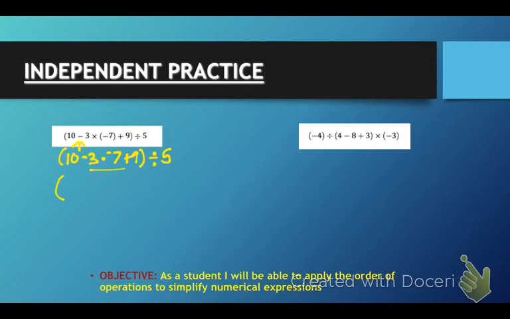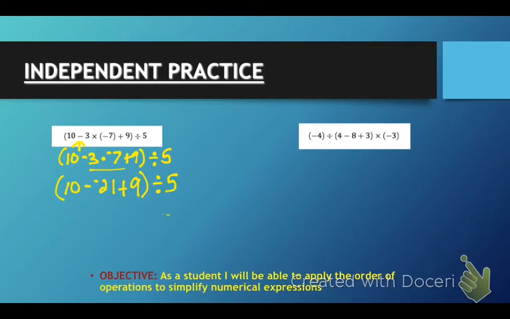But I'll give you a hint. It's not going to matter if you count it as a negative or a subtraction problem. You're going to end up with the same exact problem. So here we go: 10 minus 3 times negative 7 is negative 21, so minus negative 21 plus 9, and we're going to divide that by 5.